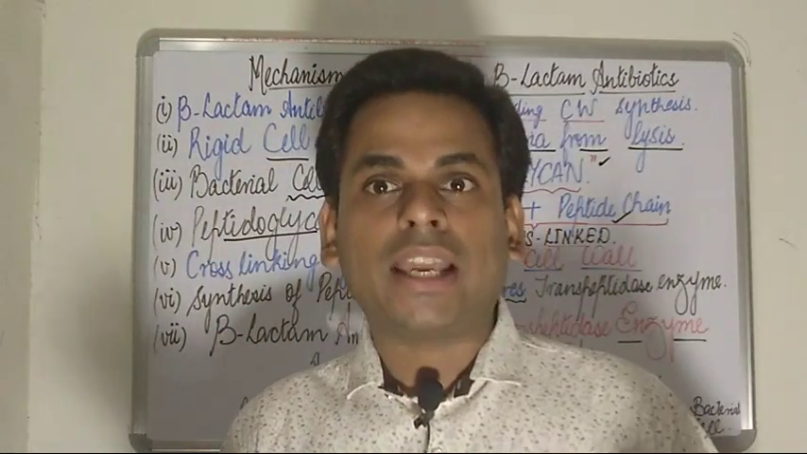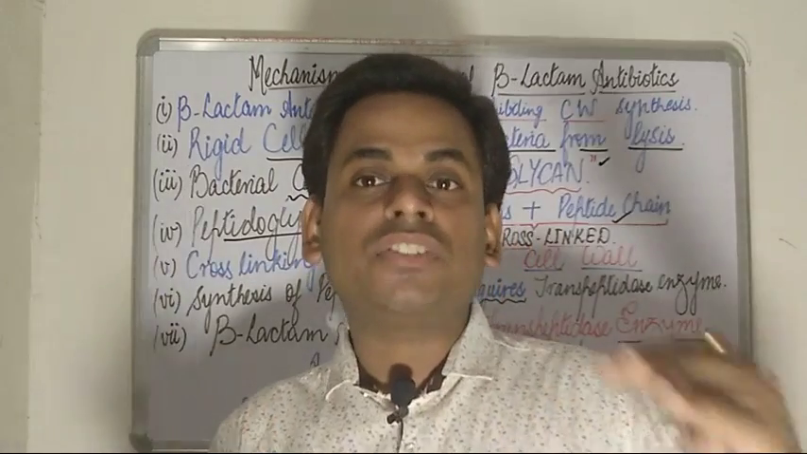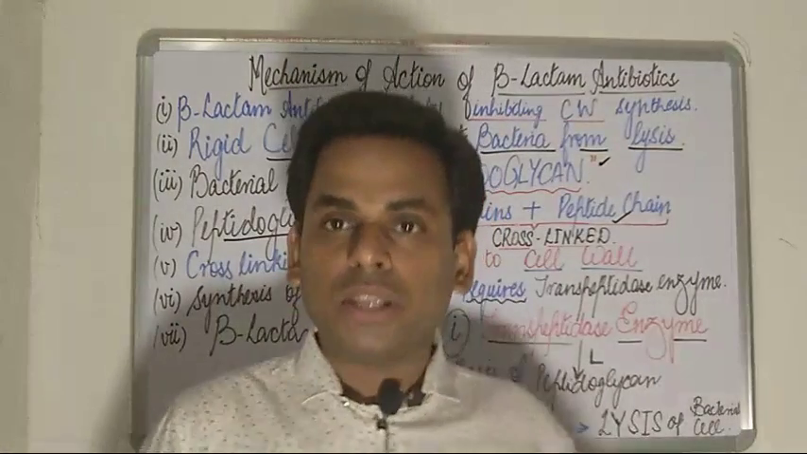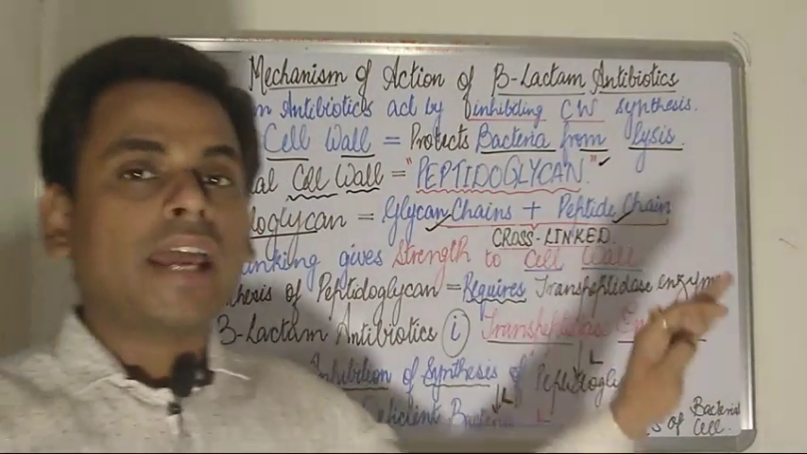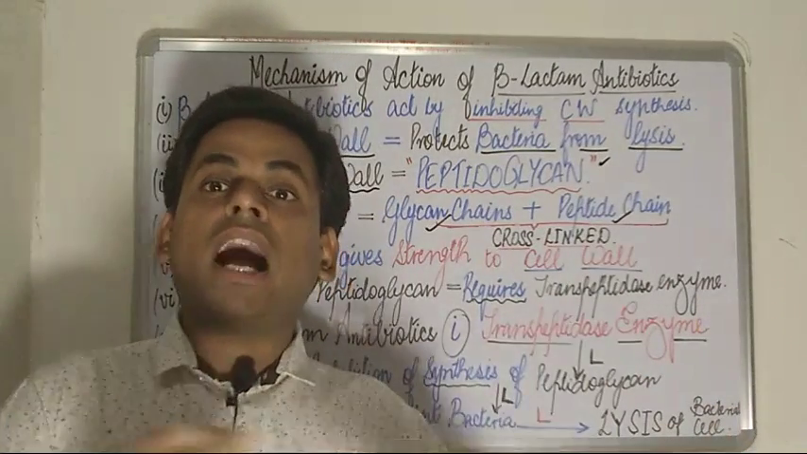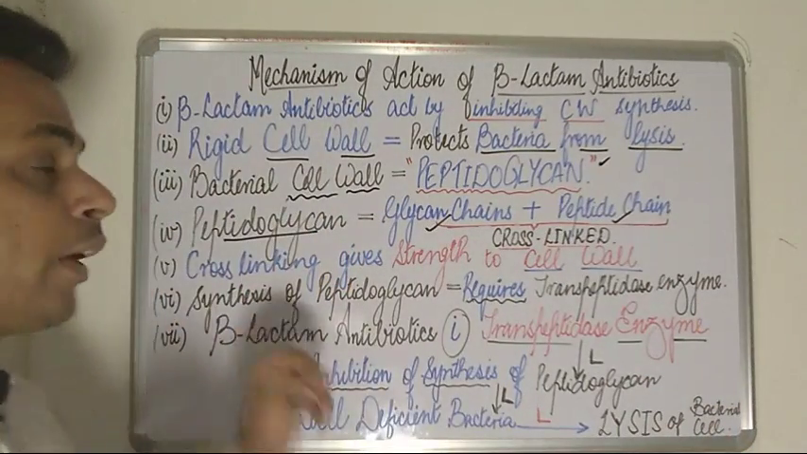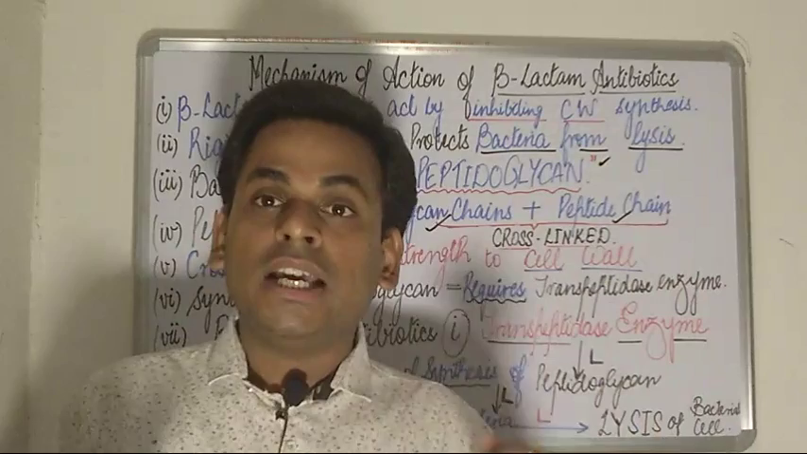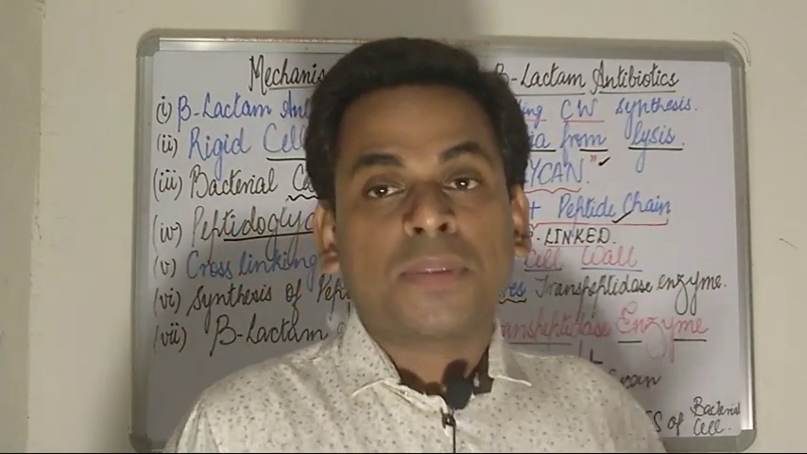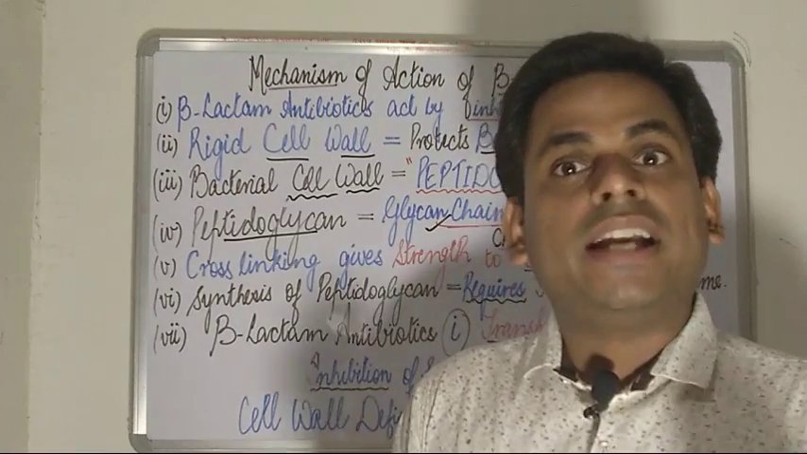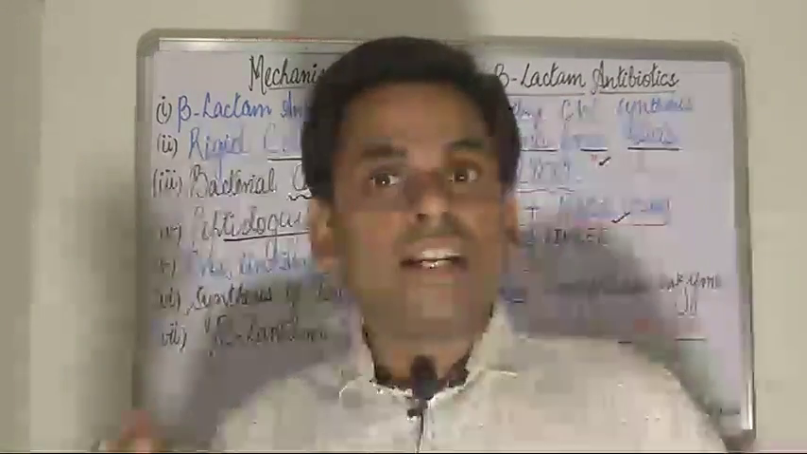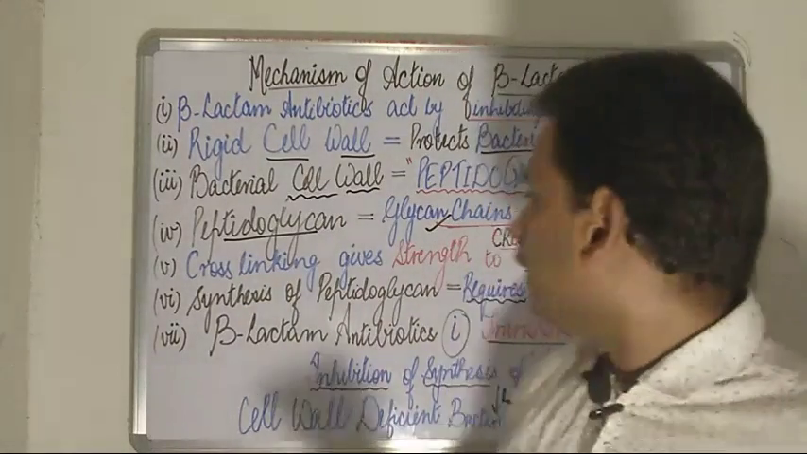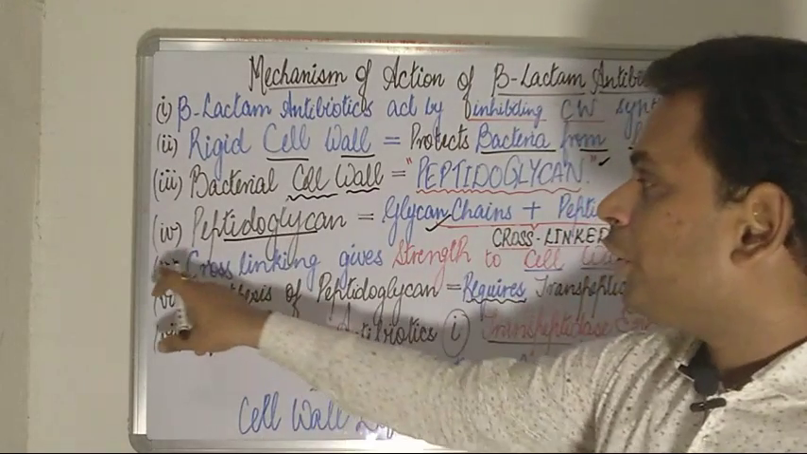The entire chemical compound, peptidoglycan, is made basically of glycan chains and peptide chains, which are cross-linked to each other. Students, in peptidoglycan, the glycan chains and the peptide chains are cross-linked. Moving on to the next point, this cross-linking between the glycan chains and the peptide chains imparts the bacterial cell wall its strength. The bacterial cell wall derives its strength from the cross-linking of the glycan and the peptide chains.